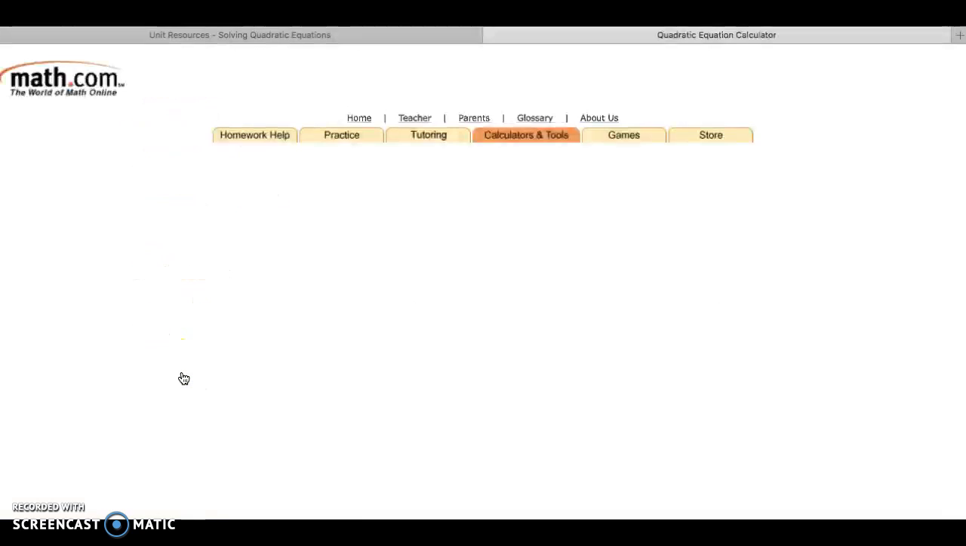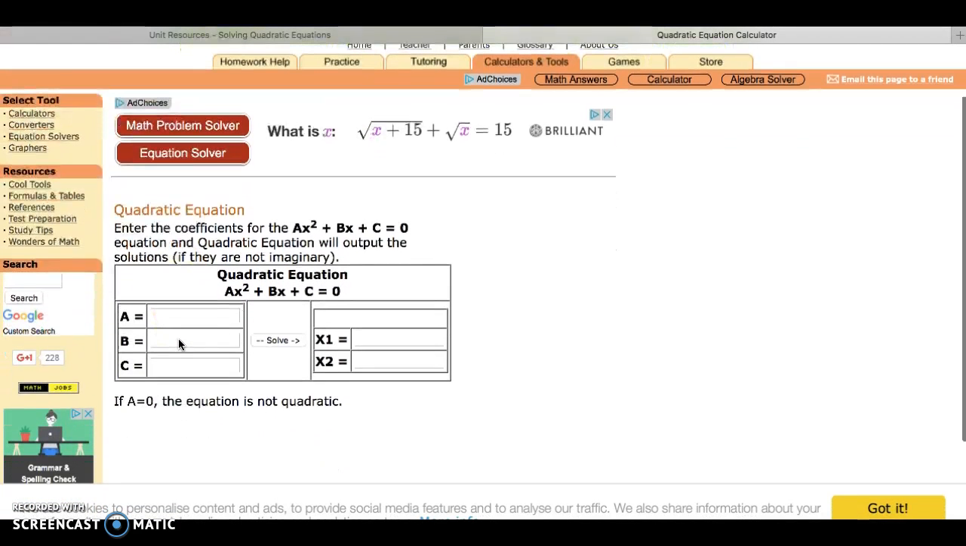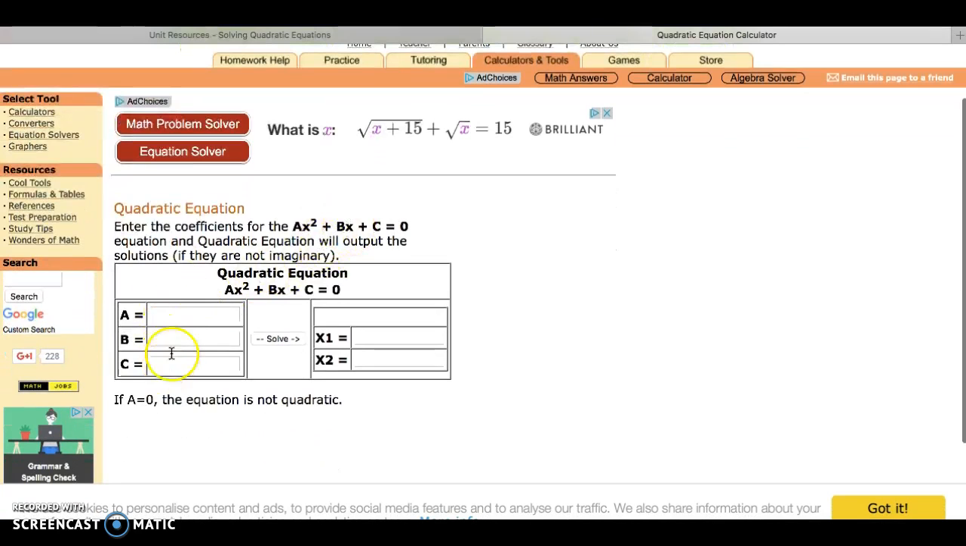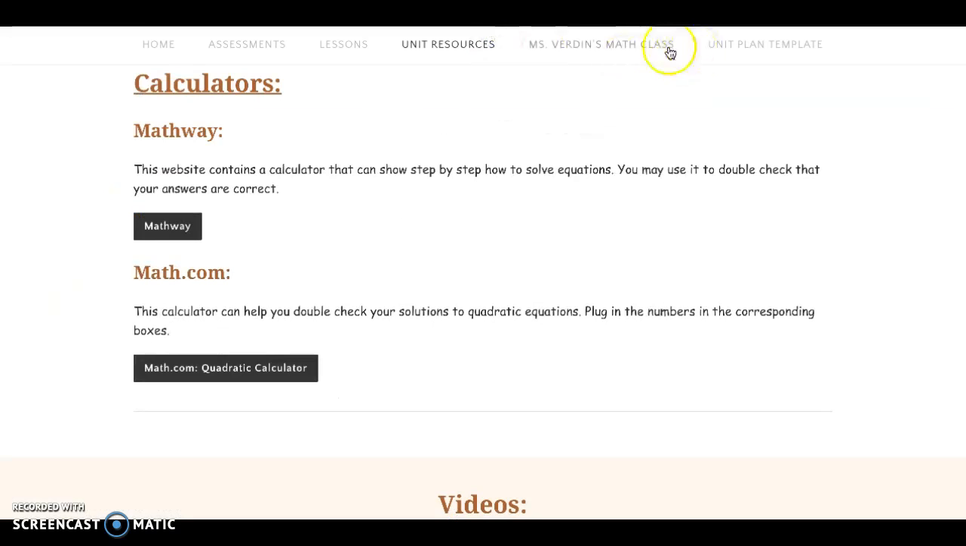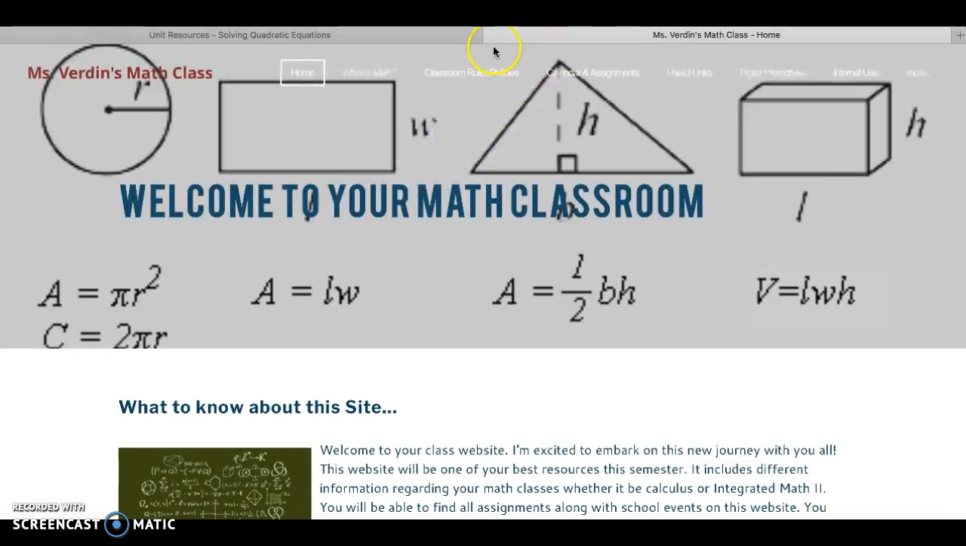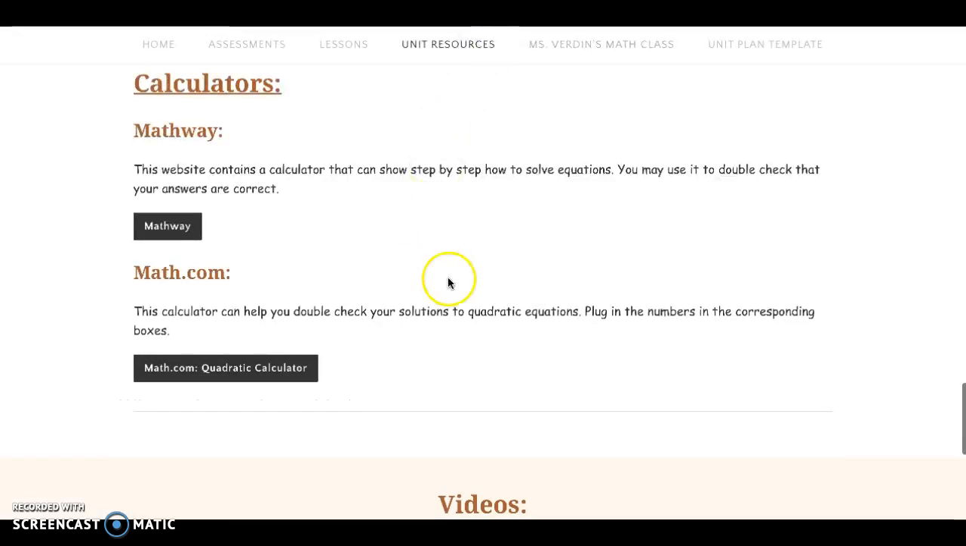So this calculator here, they actually are able to plug in the numbers for A, B, and C and click solve and get the solution. So they will be able to check their solutions to the problems they have solved. And lastly, we do have a link to the teacher classroom website for them to always be able to access those resources there. And that is it.